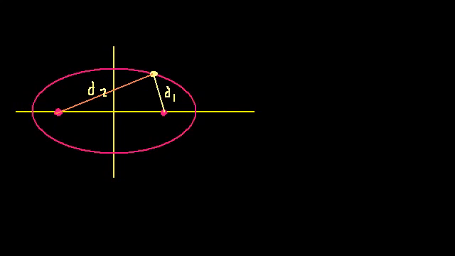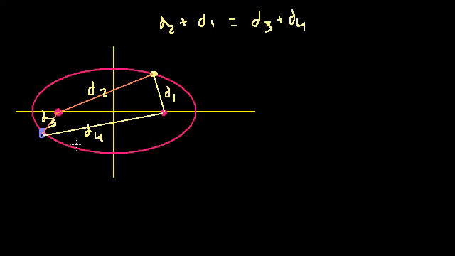So if I take another point along the ellipse, say this point right here, and sum this distance to that distance, let's call this D3 and this D4. The sums of these distances to the foci along this ellipse are going to be a constant. So D2 plus D1 is going to be equal to D3 plus D4, and this would be true wherever you go along the whole ellipse.